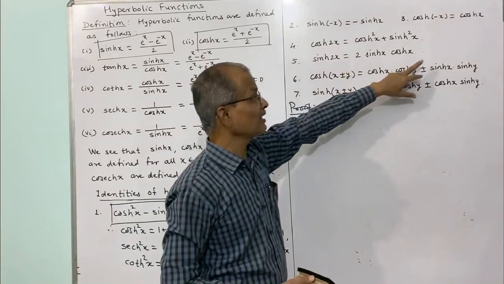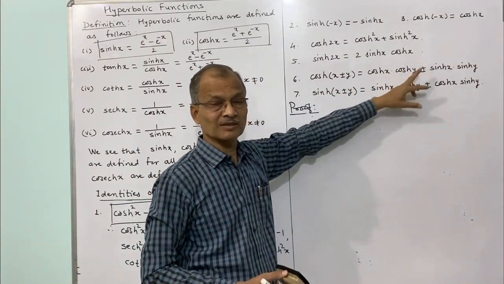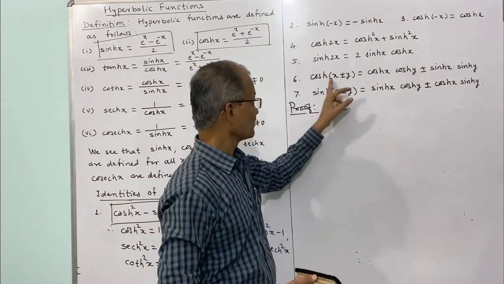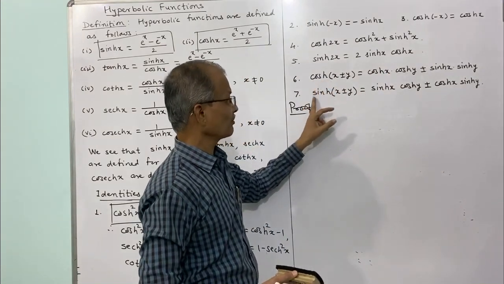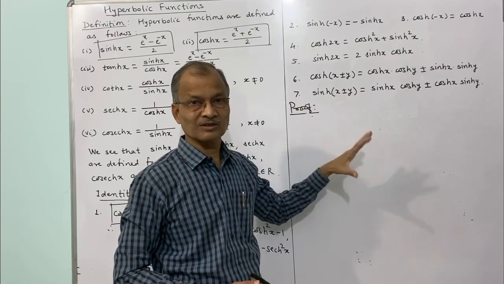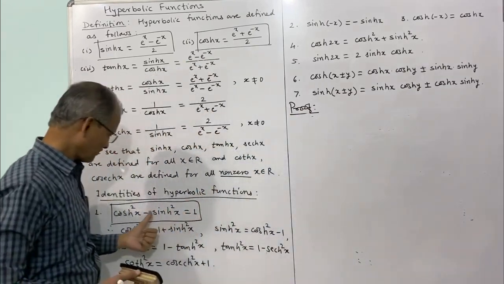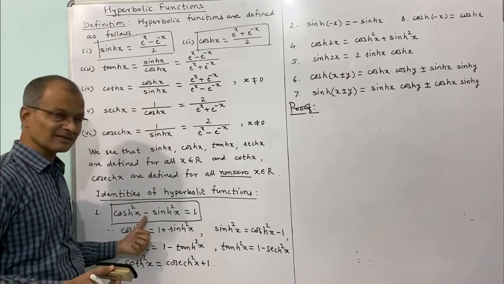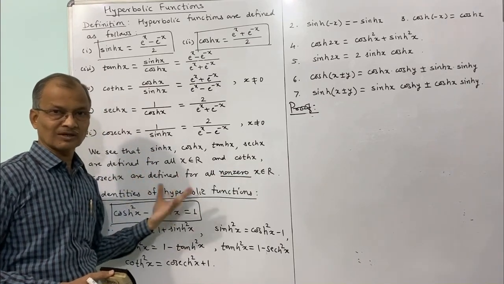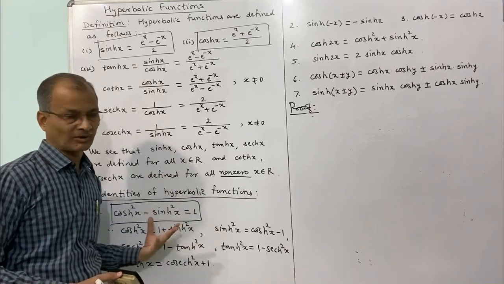In circular functions, the sign is opposite. Terms are similar, but the sign is opposite. Here the same sign is there for both hyperbolic cos and hyperbolic sin. You compare these identities with circular functions. What is the change? Here instead of a plus sign there, there is a minus sign, and we have seen the curves are different. For circular, the circle; for hyperbolic, the hyperbola.